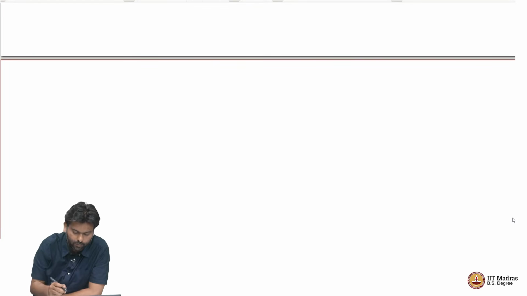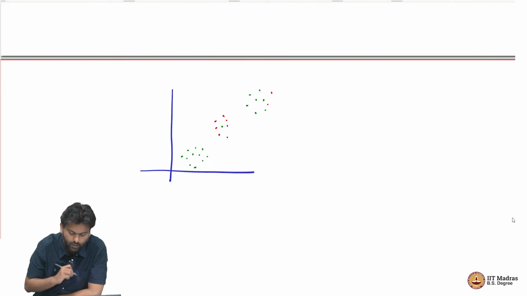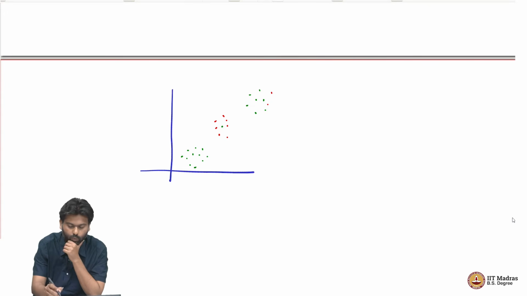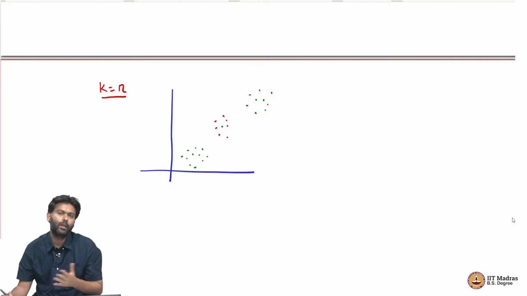Now, what happens if, let us say, we again take the same data set? I will quickly redraw the data set. Again, you have a bunch of points here, a bunch of points here, and a bunch of points here, green ones, and then there is a green here, and then there are a bunch of reds here. Now, let us ask the question, what happens if k equals n? I think this is a question that you should think about yourself. If the number of neighbors that you are asking opinion for equals n, the number of data points, then how would the decision boundary look like?